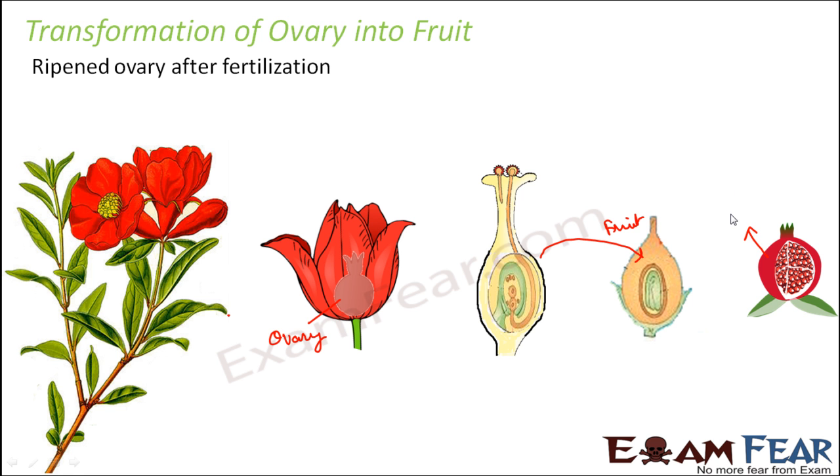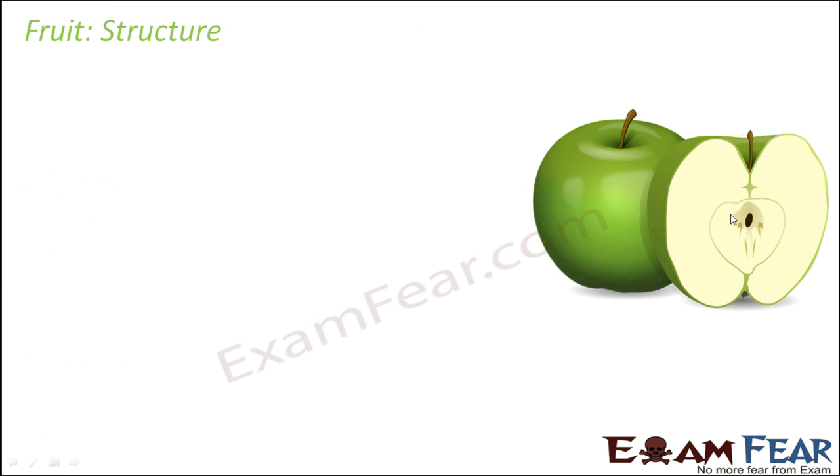For example, think of any fruit which you eat, for example a pomegranate. Inside the pomegranate you can actually see small seeds. Those seeds are nothing but the ovules, and the outside thing which you see is the fruit. Similarly, think of apple, think of watermelon. Everywhere the fruit is there and inside the fruit you have the seeds. So they are nothing but the ovary and the ovules.